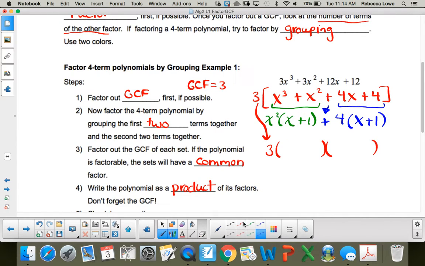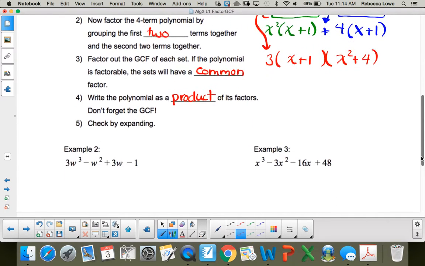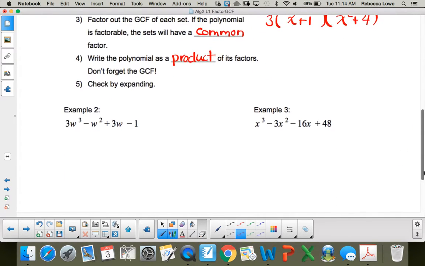So I factor out the x plus 1, and when I factor that out, I'm left with x squared plus 4. So bring down the common factor of 3 as well. So here it is, completely factored. So once you factor out the GCF, if the polynomial is factorable, then they have a common factor, x plus 1. Write the polynomial as a product of its factors, and don't forget the GCF. So let's do example 2, and you can always check by multiplying it back out.